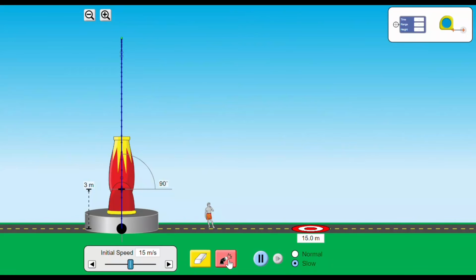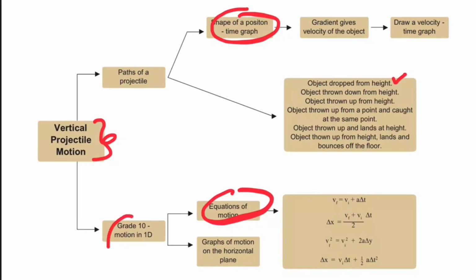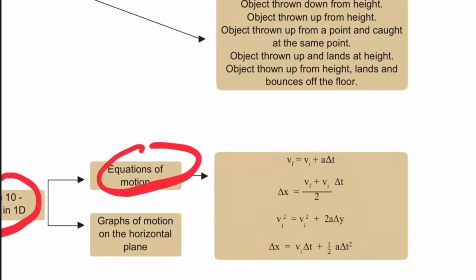I think we can go ahead and solve some problems. In grade 10, you should have talked about motion in one dimension, right? And the equations that accompany that topic. We have Vf is equal to Vi plus A multiplied by the change in time, right? And another formula we have: delta X is equal to (Vf plus Vi) divided by 2 multiplied by the change in time. And then Vf squared is equal to Vi squared plus 2A delta Y. Lastly, delta X is equal to Vi delta T plus a half A delta T squared.